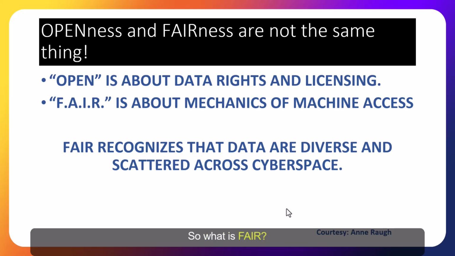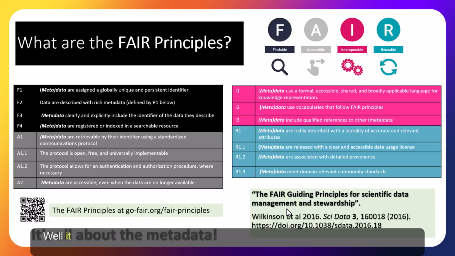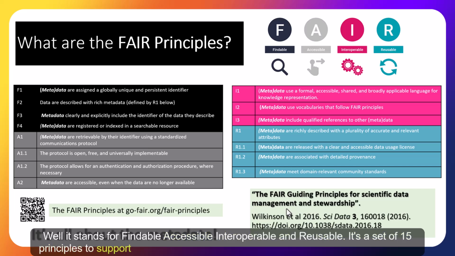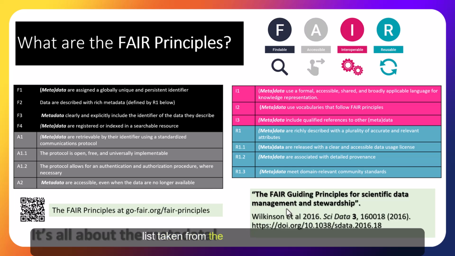So what is FAIR? Well, it stands for findable, accessible, interoperable, and reusable. It's a set of 15 principles to support machine access to data. I tabulate them here on this slide, the list taken from the GoFair webpage and itself taken from the original paper by Wilkinson et al.